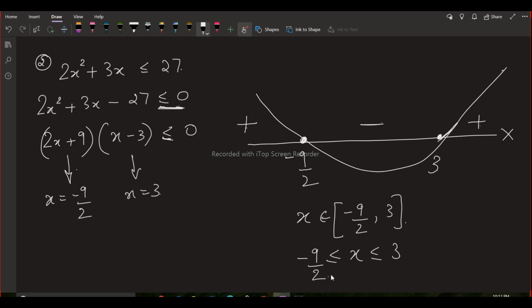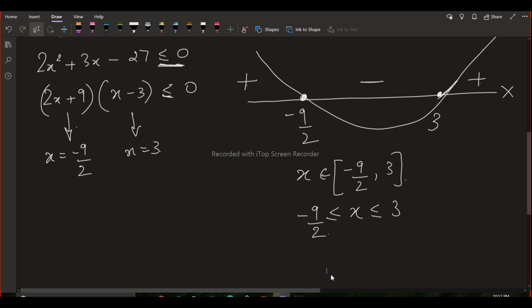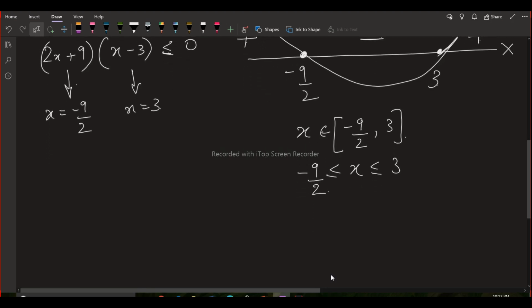Now there are various methods to solve this in case you don't use this graphical method. This method is also known as the wavy curve method. There is also one more concept which you can remember to solve such questions, and the method is like, you have 2x plus 9 and x minus 3. You need it to be less than equal to 0. So you can also solve this by making cases.